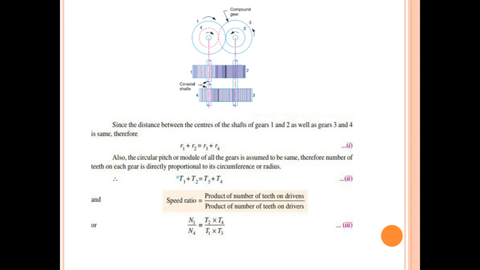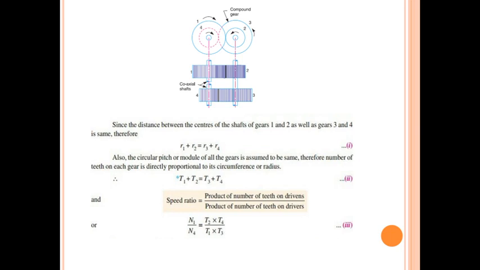Which shafts? For gear 1 and 2 and for gear 3 and 4, this distance is the same. Therefore, I can write one relationship like that: R1 plus R2, the radius of gear 1 plus the radius of gear 2, is equal to the radius of gear 3 plus the radius of gear 4. This equation I can write. Now, this equation, R1 plus R2 is equal to R3 plus R4, I can write directly in terms of number of teeth, that is T1 plus T2 is equal to T3 plus T4.